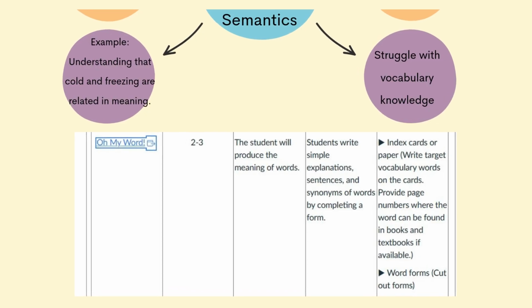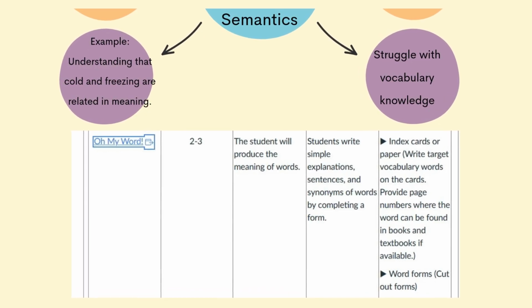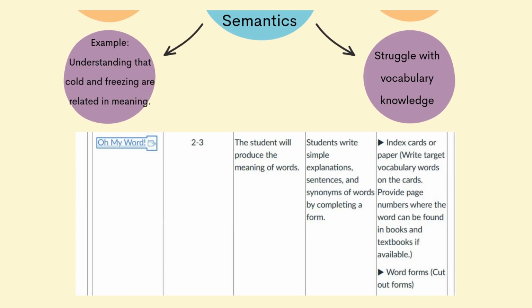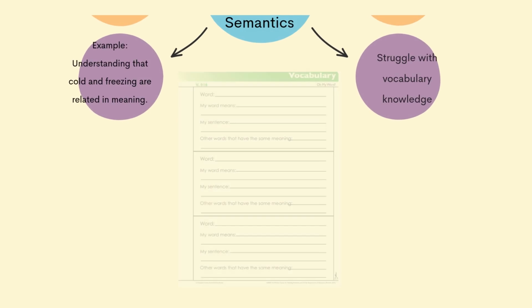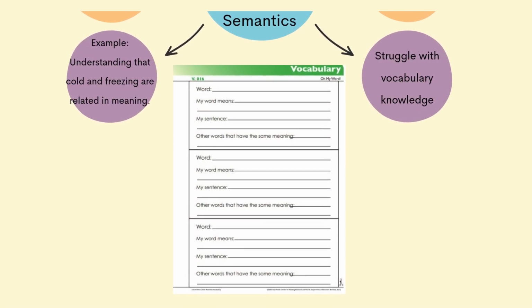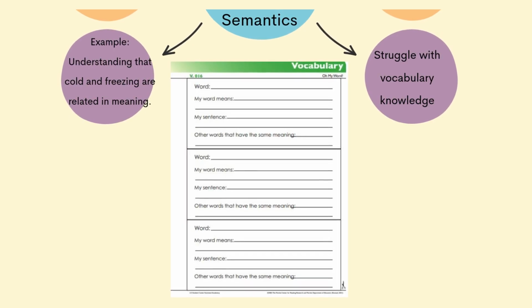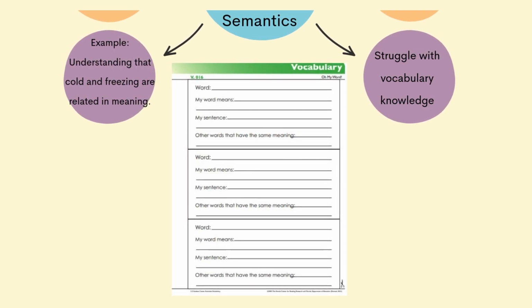Here's another one called Oh My Word. This is where students continue to build word comprehension and vocabulary comprehension. The students will produce the meaning of the word, and then again they can take these little slips of paper where they have the meaning of the word, they use it in a sentence, other words that have the same meaning, and they cut them in three, like as you see there's like three little boxes. They cut those boxes up and put them into little mini booklets, and they can keep the booklet and review their terms to build that vocabulary.